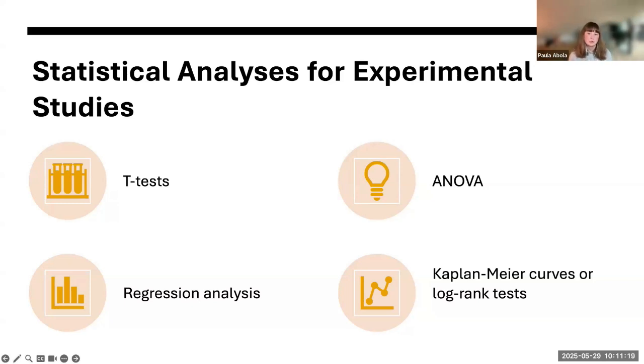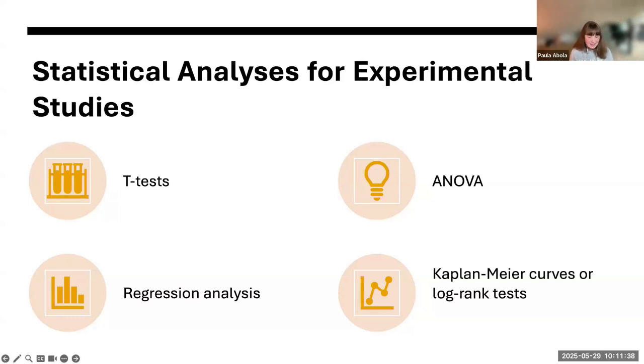And here again, you have to assume that there's a normal distribution within each group, equal variances across groups, and you must have independent observations. And ANOVA is essential when you're comparing multiple interventions, doses, or experimental conditions at once.